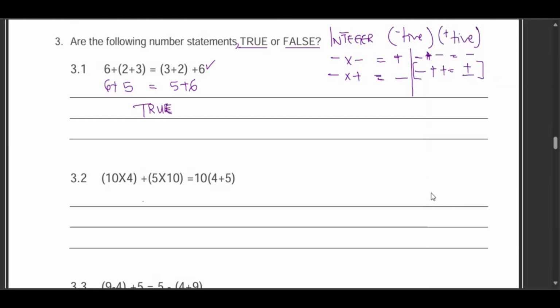4 times 10, what do you get? 40. Plus 5 times 10, you get 50. At the end, you have what? 90. Is it the same as 10 times what you have in the brackets? 9. It's equal to 90. Also, yeah, this is true.